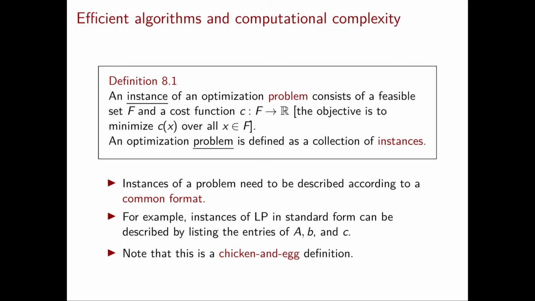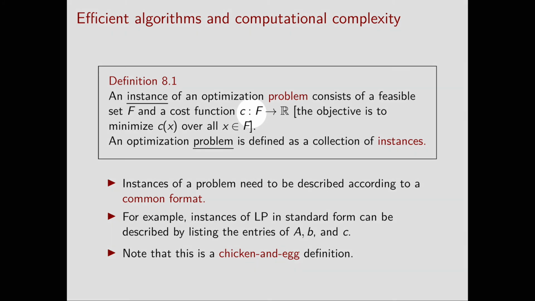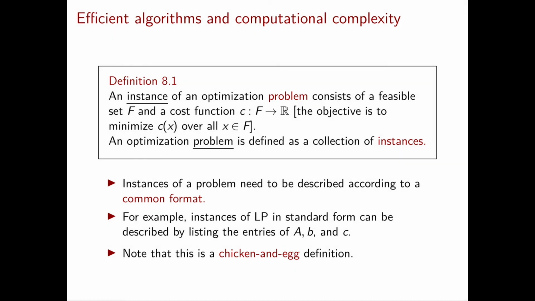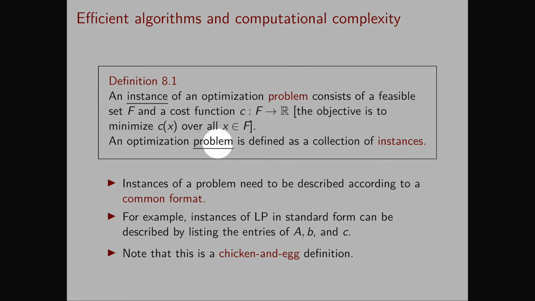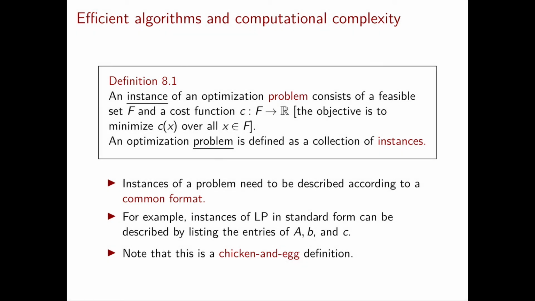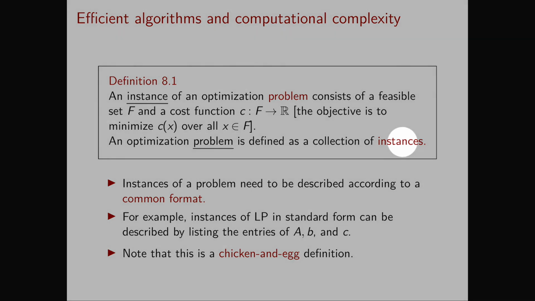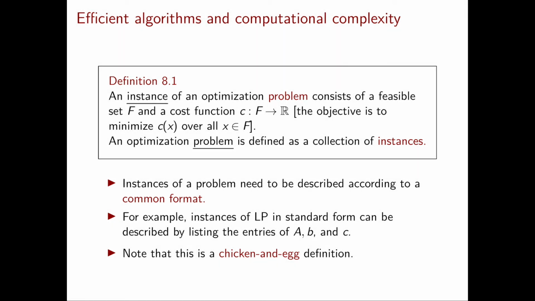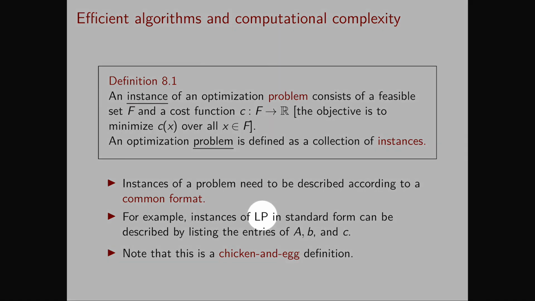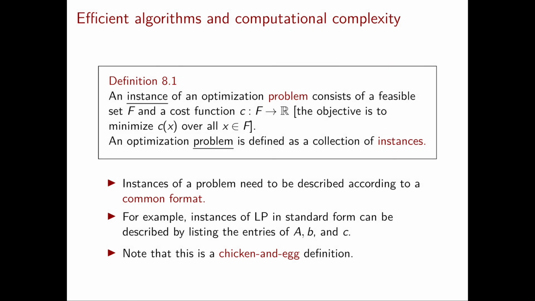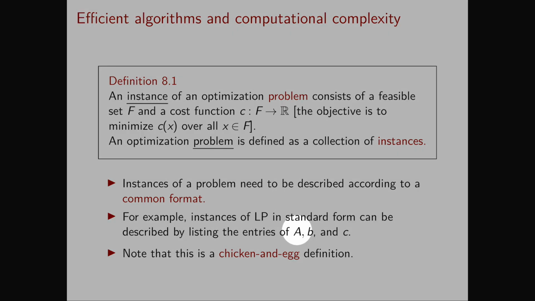An instance of an optimization problem consists of a feasible set F and a cost function c from F to R. Here we're implicitly assuming that the objective is to minimize the cost function c over all vectors in F. On the other hand, an optimization problem is defined as a collection of instances. In particular, instances of a problem must be described according to a common format. For example, instances of a linear programming problem in standard form can all be described by listing the entries of the constraint matrix A, of the right-hand side vector b, and of the cost function c.